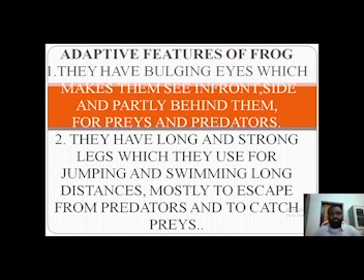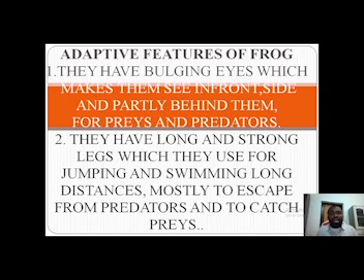Number one, they have bulgy eyes. Their eyes are so round and very big, which makes them see in front, far front, by the side, and partly behind them, for prey and predators. I'm going to tell you what a prey is and what a predator is. A frog has bulgy eyes, bulging, as if the eyeball is going to pull off.